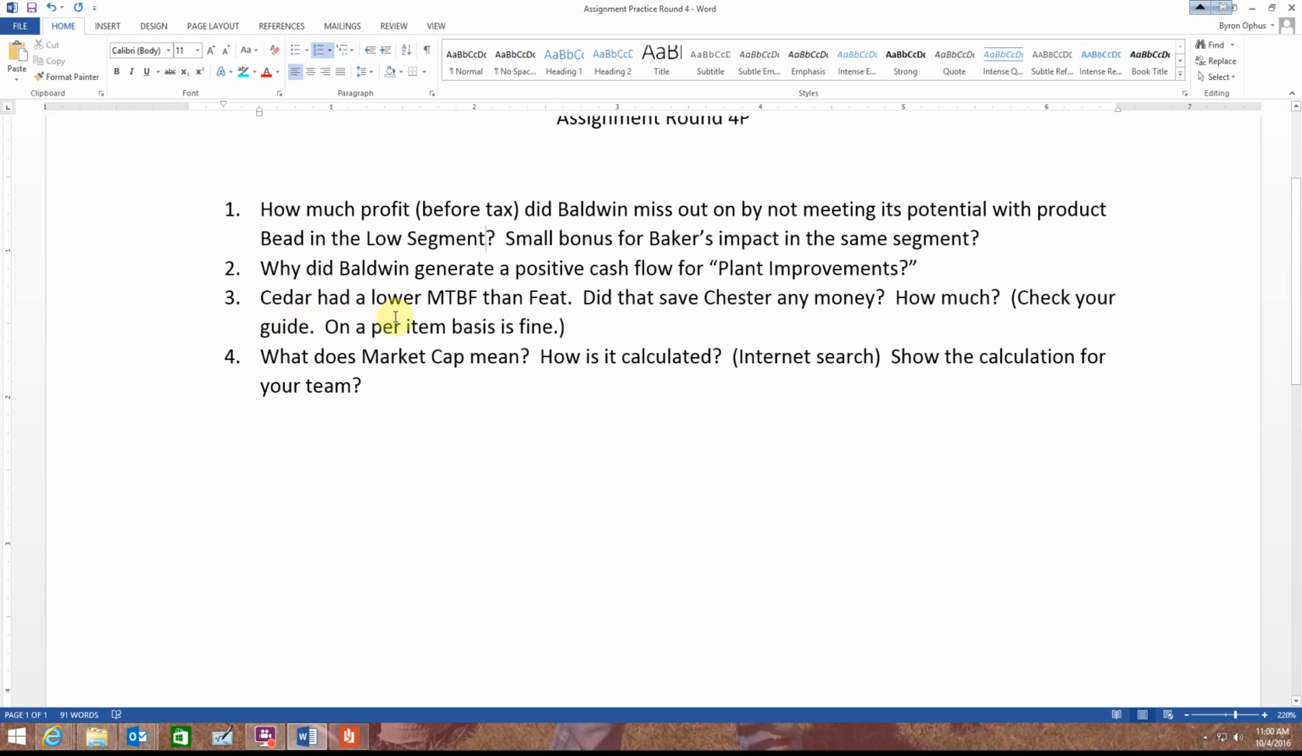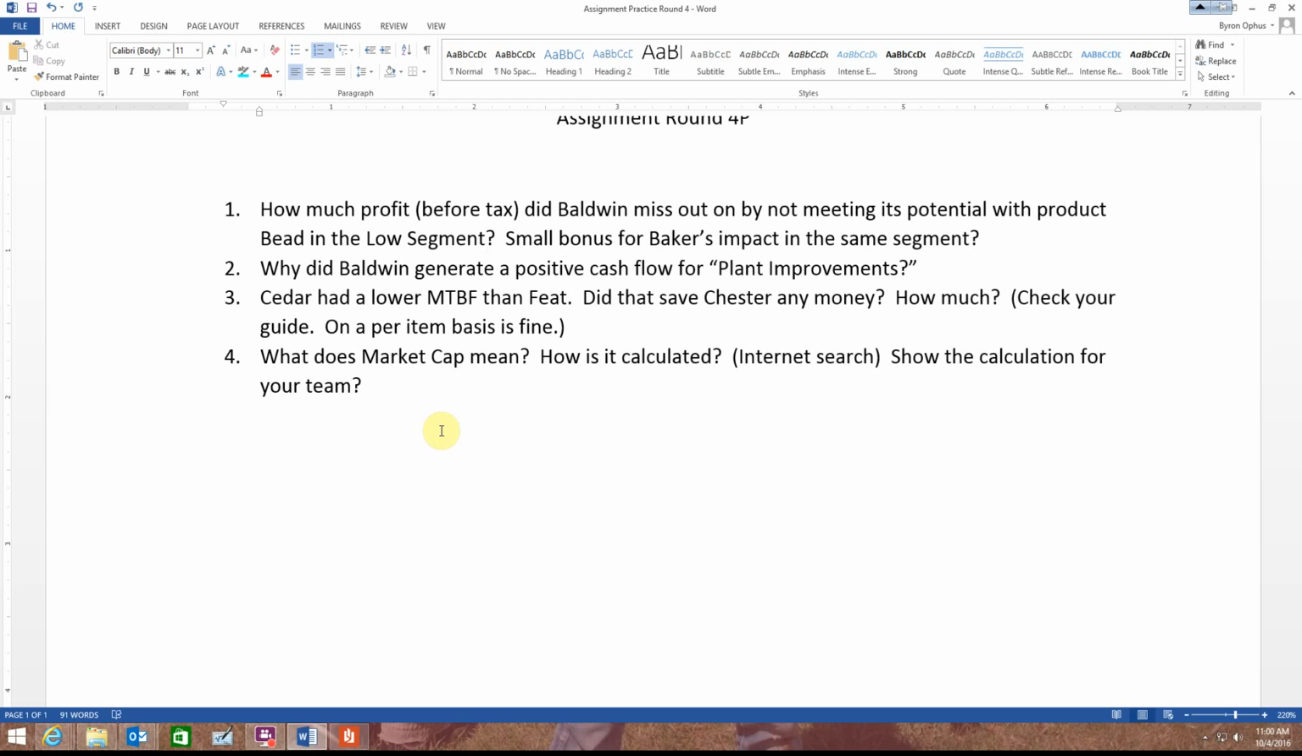Okay, 3, Cedar had a lower MTBF than Feet. Did that save Chester any money? How much? Check your guide. Okay, so the answer for this one is in the guide. I double checked to make sure. On a per item basis is fine, so I don't need you to go in then and calculate exactly what the savings were based on how many they sold or anything. Just tell me what the guide says. I want you to open up your guide and look it up, right? And you'll see some information.